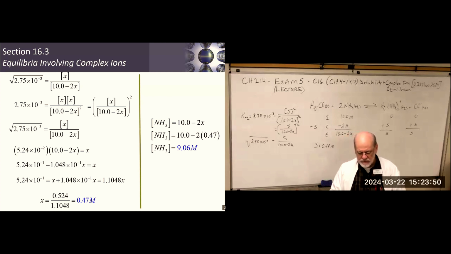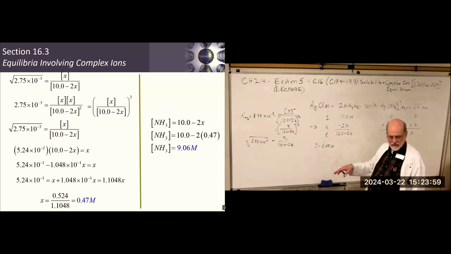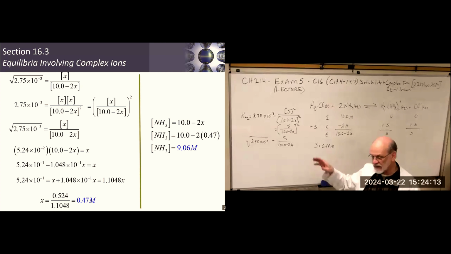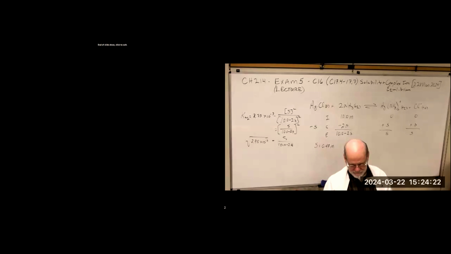Let's see. That side calculation just tells you how much ammonia is left. Right? How much ammonia did we lose? What concentration of ammonia is left? We started off with 10, but 2 times this subtracted from 10 is 9.06. So we lost a whole molar of ammonia to make this reaction go. That's what that right-hand calculation tells you. That's it.